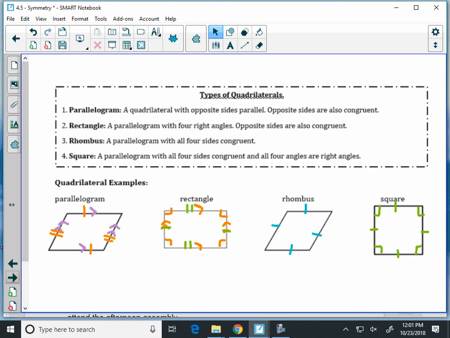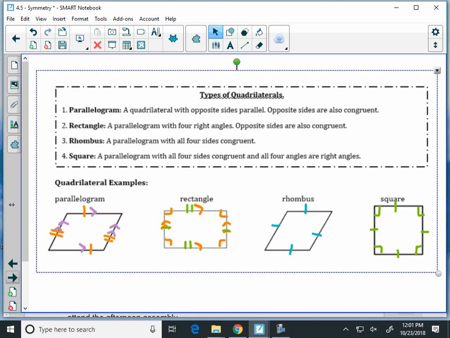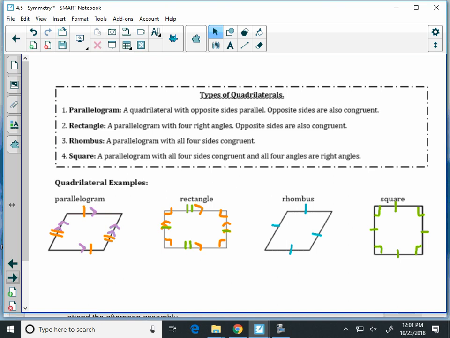So parallelogram, not all 4 angles are the same. Opposite sides are congruent. Rectangle, all 4 angles are the same, and opposite sides are congruent. Rhombus, all 4 sides are the same, but not all the angles. And a square, all the sides and all the angles are the same. Just brief facts about those to help you understand the symmetry of these shapes a little bit better.